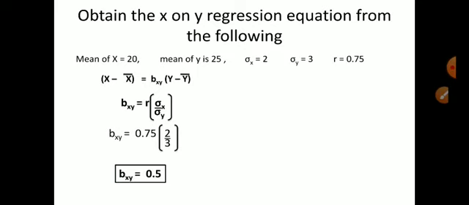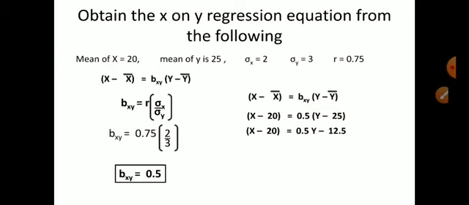Then we have to substitute everything in the equation x minus x bar is equal to bxy into y minus y bar. We know that x bar is 20, y bar is 25, and bxy is 0.5. Substituting everything, x minus 20 is equal to 0.5 into y minus 25. Now we multiply: 0.5 into y is 0.5y, and 0.5 into 25 gives 12.5. That is 0.5y minus 12.5.